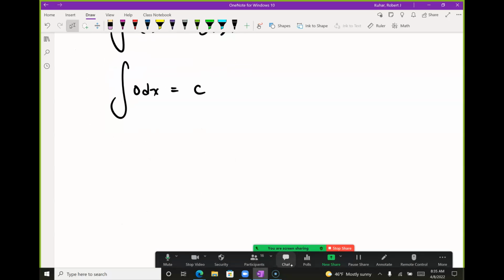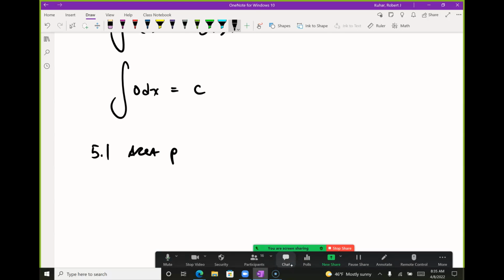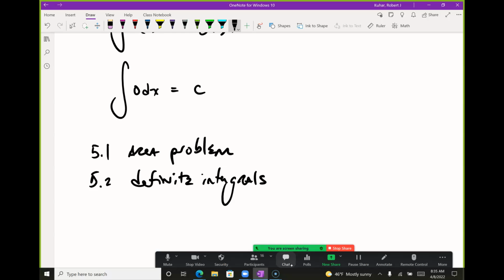So in chapter 5, we're going to do something called the area problem. We're going to do something called definite integrals. And that one was just like the antiderivative. Right? Yep. We're doing Riemann sums. We're going to talk about the fundamental theorem of calculus all today. We're doing all of these today.